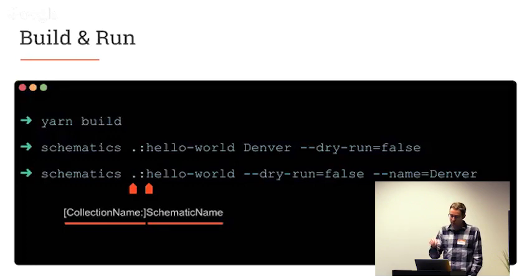I will note that when you're running the schematic CLI, you're actually running in like a debug mode. So nothing will actually happen unless you put dry run equals false. It just runs in a dry run. We'll do that. And then the second example, we can just specify the option using --name equals Denver.